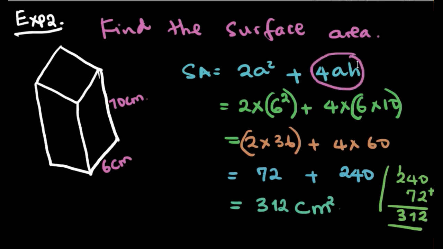Now, from this example, we can observe that we said that 4AH is the lateral area and 2A squared is the area of cross sections. So in case you are told to find the lateral area of a square prism, know that you'll be able to use 4AH. And if someone tells you to find the area of cross sections of a square prism, then you have got to use 2A squared.